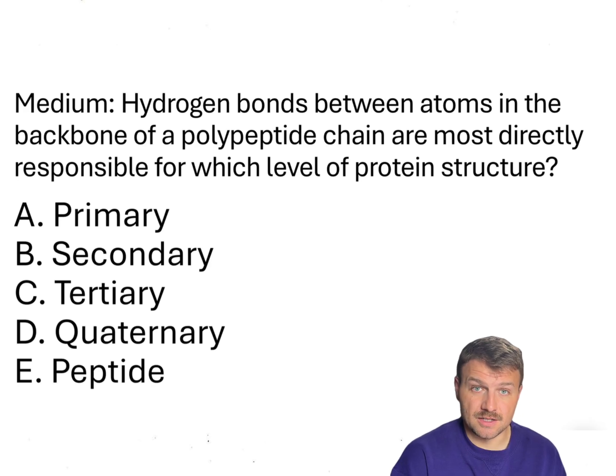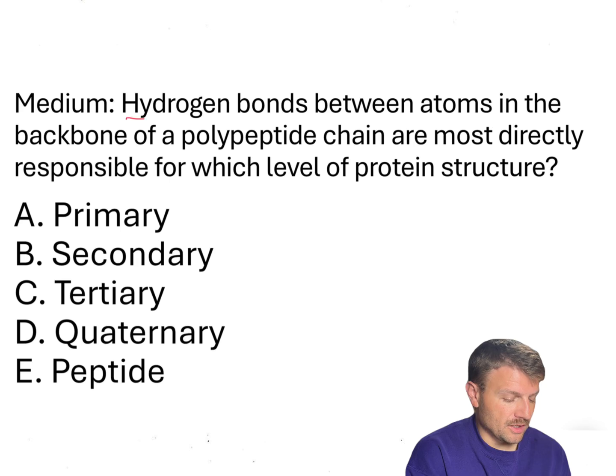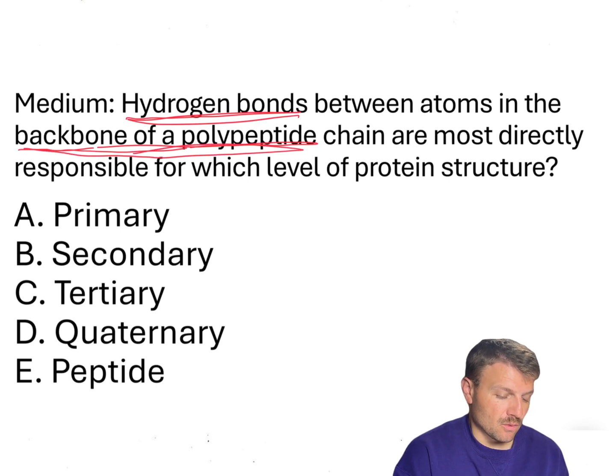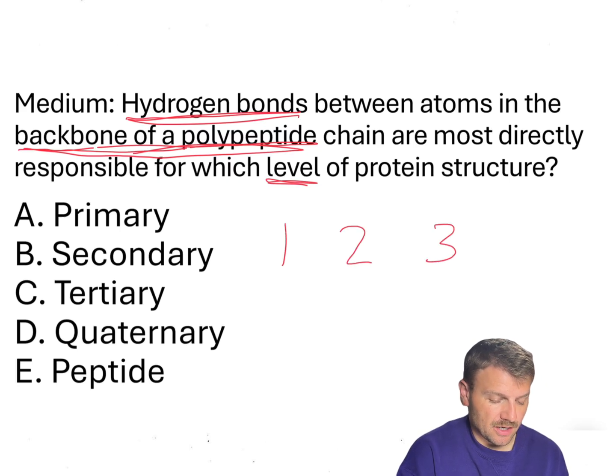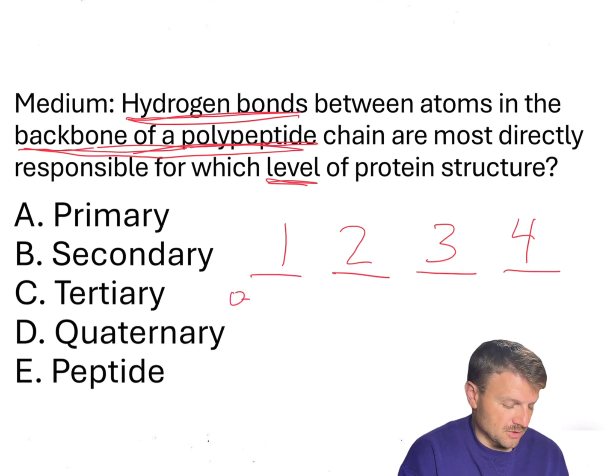So before I even get into the answers, let's think about this and try to reason through this question. So we're looking at these hydrogen bonds. They're going to be between parts of the backbone of a polypeptide chain. They're going to be responsible for which level? Now, we have 4 different levels. We have our primary, secondary, tertiary, and quaternary. The primary is the first level. This is just the sequence of amino acids.